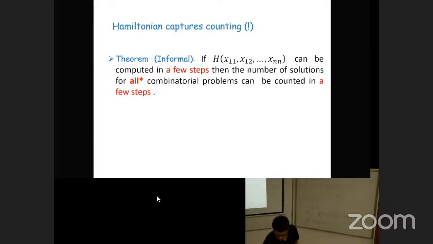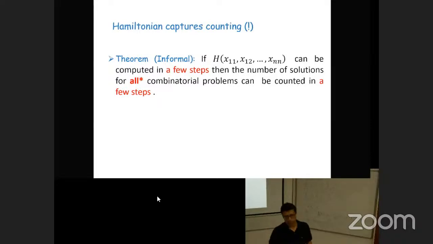So why we find this problem interesting is because for this single polynomial, if you can compute it efficiently, that means if it has a small formula, then for almost all combinatorial problems, and take it with a pinch of salt, you can find the number of solutions. Here, you could ask this question: in a given graph, how many Hamiltonian cycles are there?